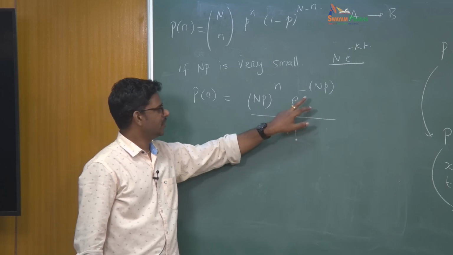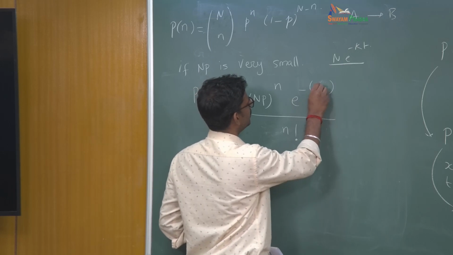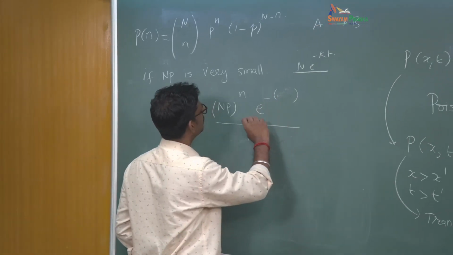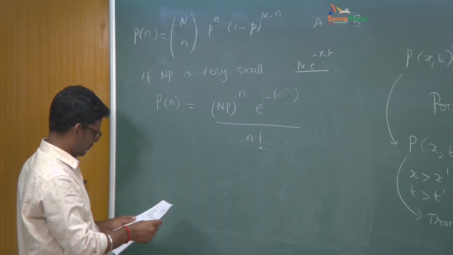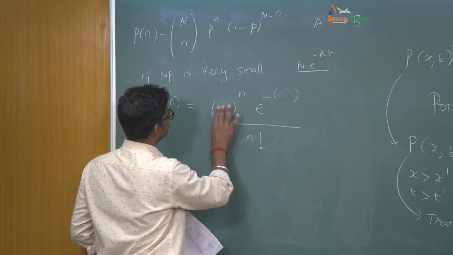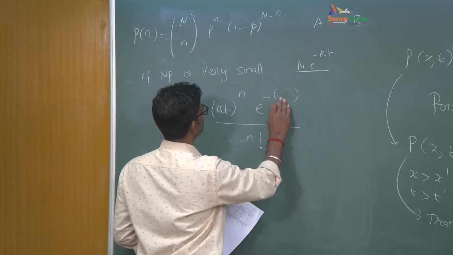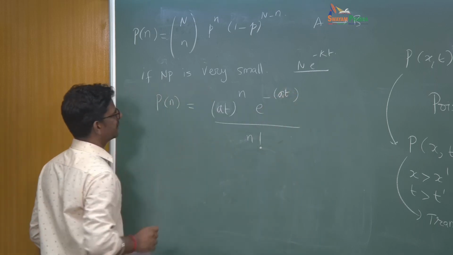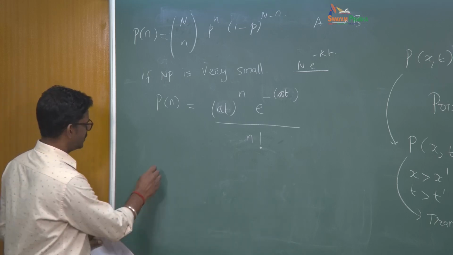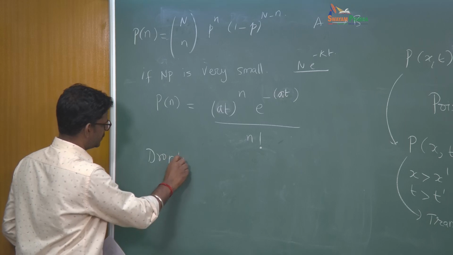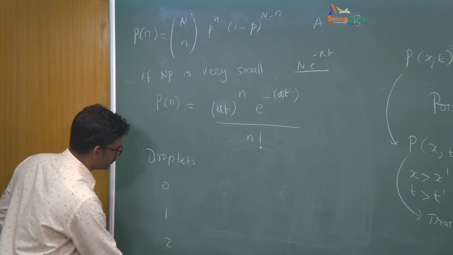From this solution, if I replace this np, this is going to be e power minus kt. Let's say that this is simply written as at power n, and this is lambda power at and n factorial. So here are droplets with a certain number of molecules: 0 molecule, 1 molecule, 2 and 3, and so on.